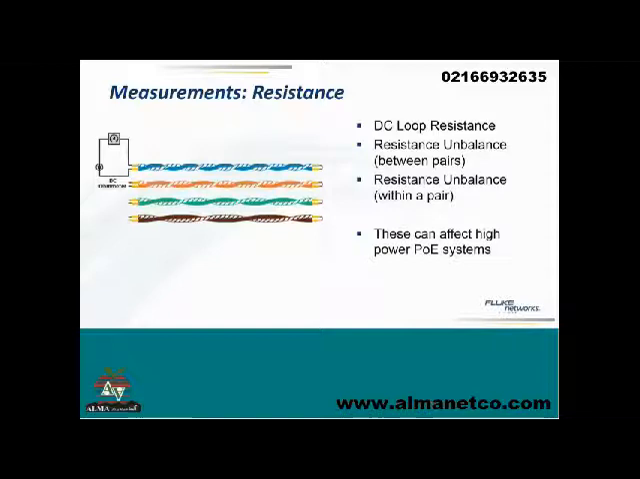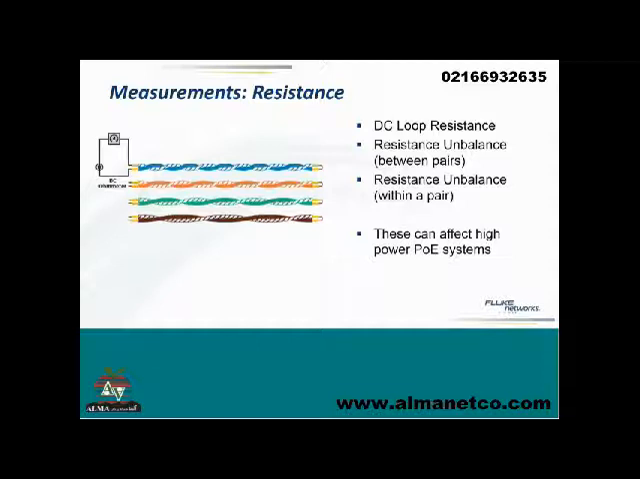There's also the resistance unbalanced between the pairs. Do the pairs all have approximately the same resistance? Are they close together or not? And then there's resistance unbalanced within a pair. In other words, in the top example, what's the resistance of the blue and white wire versus just the blue wire? Now, why does anybody care about this? It's not really a significant issue in data communications, but it is a very significant issue with high-power PoE systems.